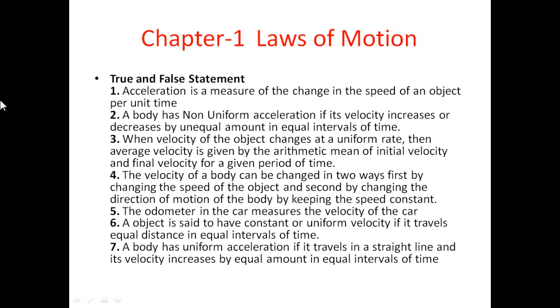Fifth: the odometer in the car measures the velocity of the car. No, false. What it calculates is the speed of the car. An object is said to have a constant or uniform velocity if it travels equal distance in equal intervals of time. So it is called uniform velocity.